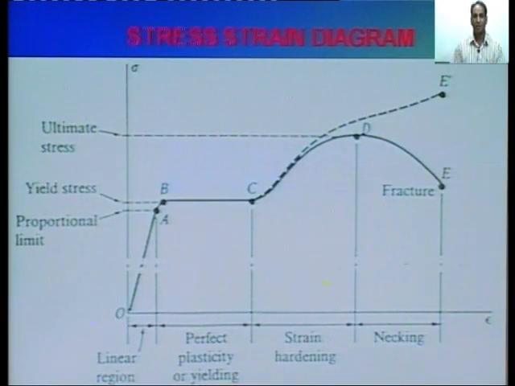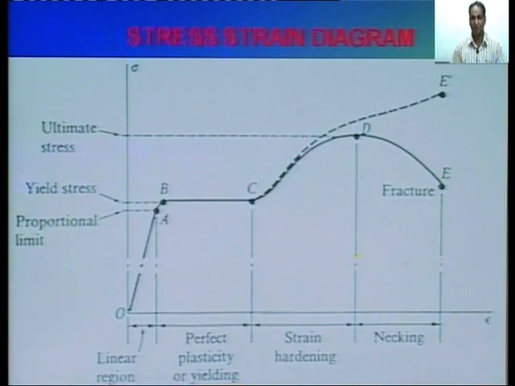After that, from point C to D, this is the strain hardening. This curve is called the strain hardening region, in which the material hardens and takes the maximum load at point D. And from D to E, failure takes place and the load is decreasing.